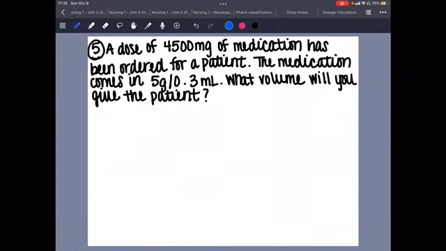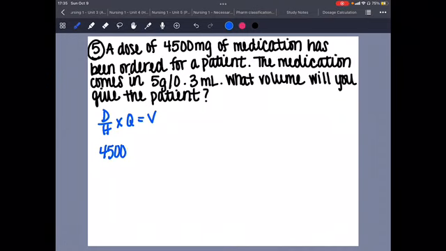All right, next one. A dose of 4,500 milligrams of medication has been ordered for a patient. The medication comes in 5 grams per 0.3 mLs. What volume will you give the patient? So I'm going to do the desired over half one method again, just so you keep seeing the thought process behind it. So your desired is that 4,500.